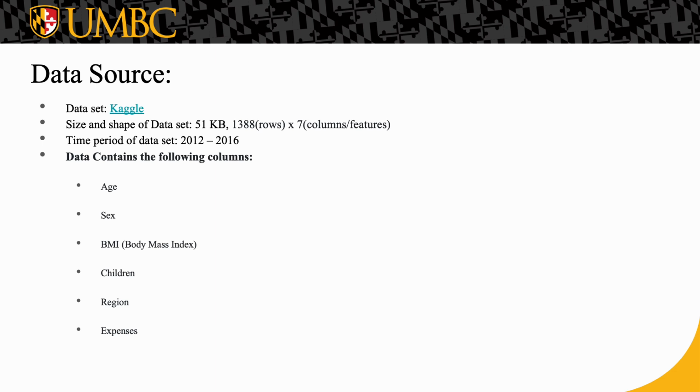Coming to the data set, I have taken the data set from Kaggle, as mentioned in the link in this slide. The size of the dataset is 51 KB and it consists of around 1388 rows and 7 columns or features. The time period of the dataset is 2012 to 16, and the dataset contains the below mentioned columns like age, sex, BMI, children, region, and expenses.